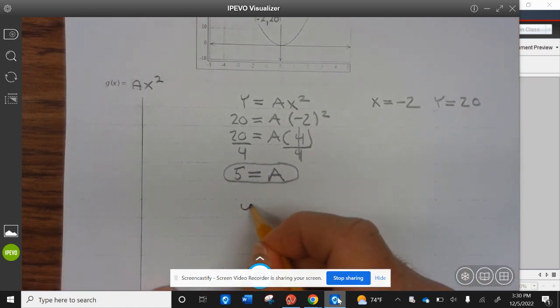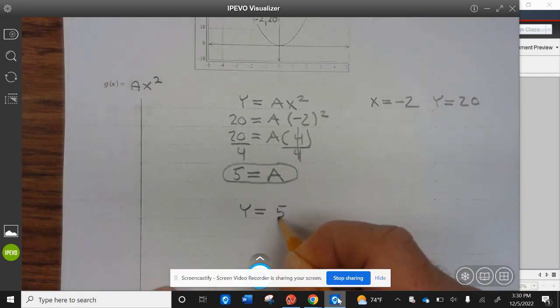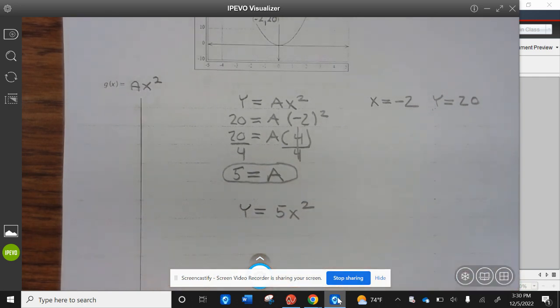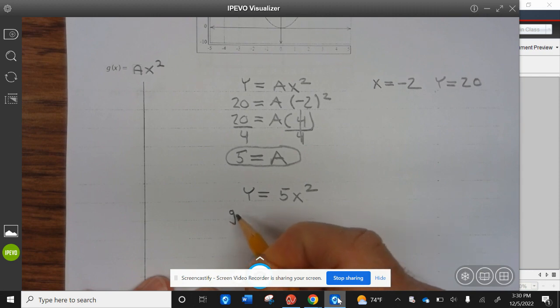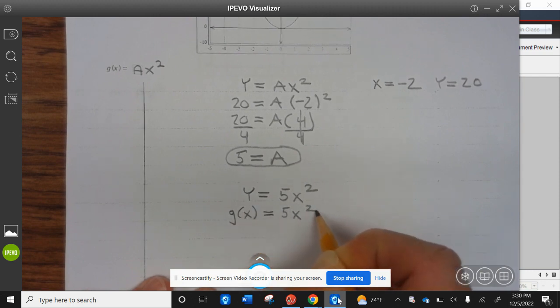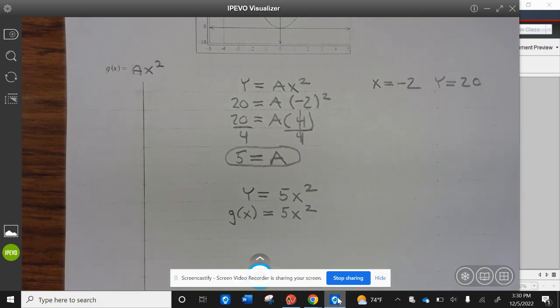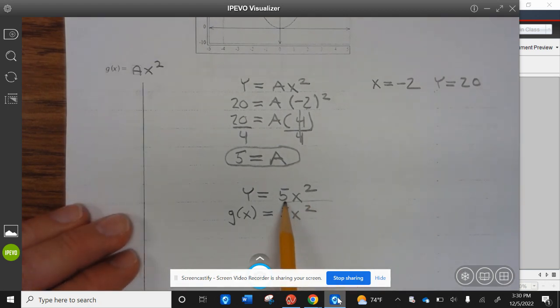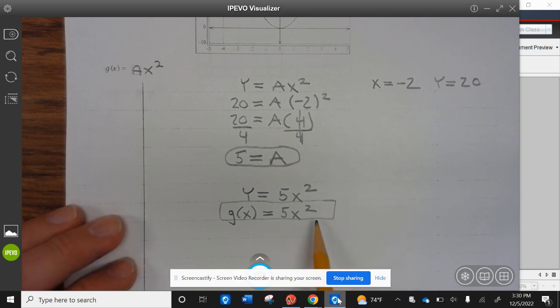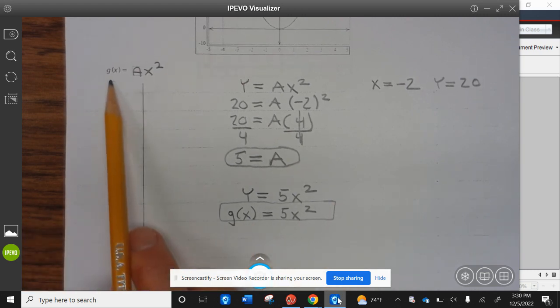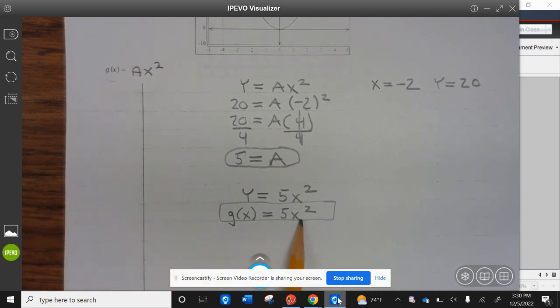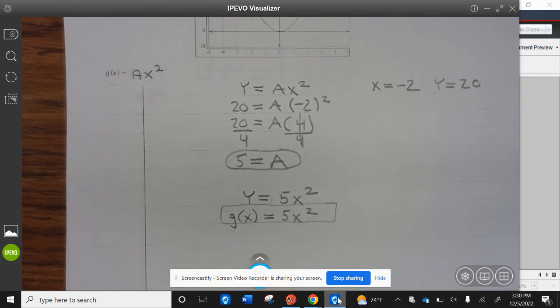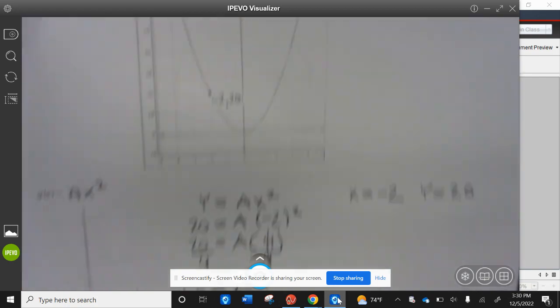So we can write that y equals 5x squared. And you can also write it as g of x equals 5x squared. I'm boxing this one because I believe they use g of x in the answer form, so g of x equals 5x squared, but either of those is acceptable. All right, let's look at the next example.